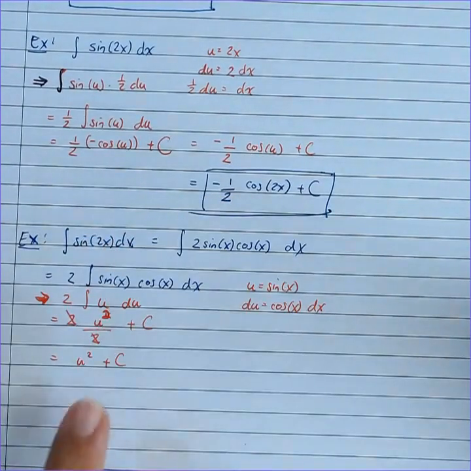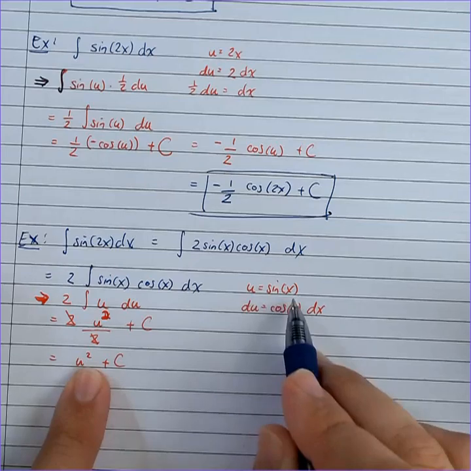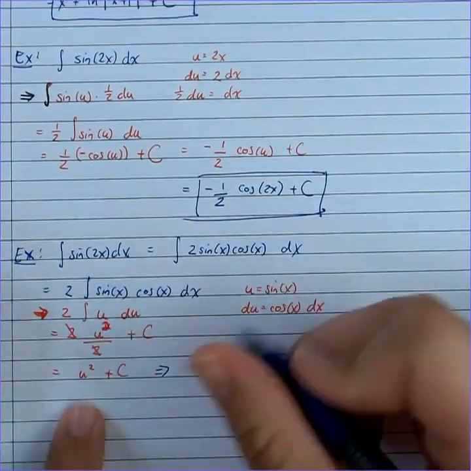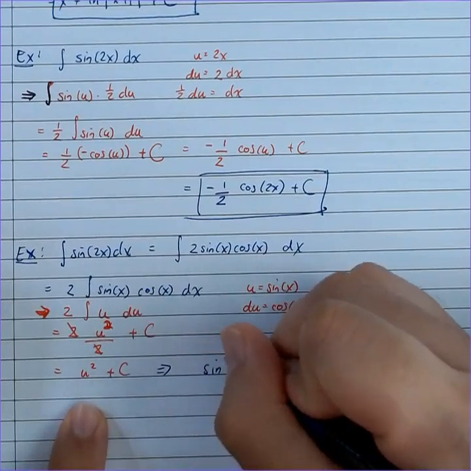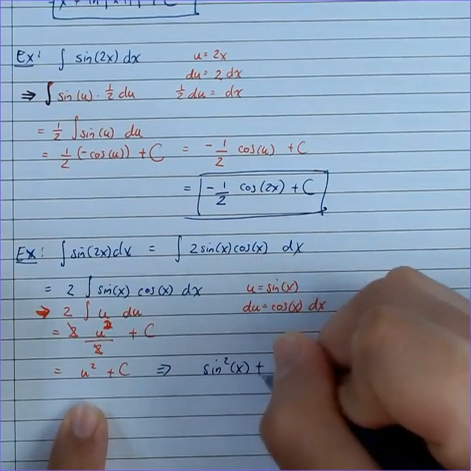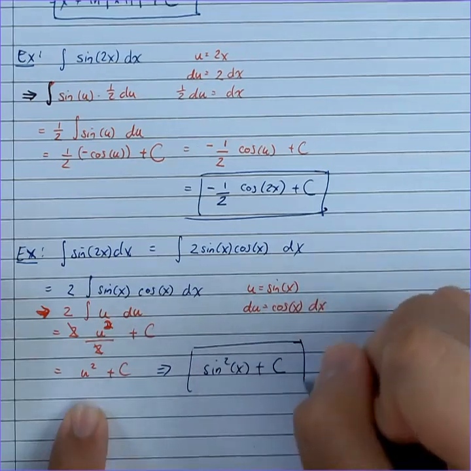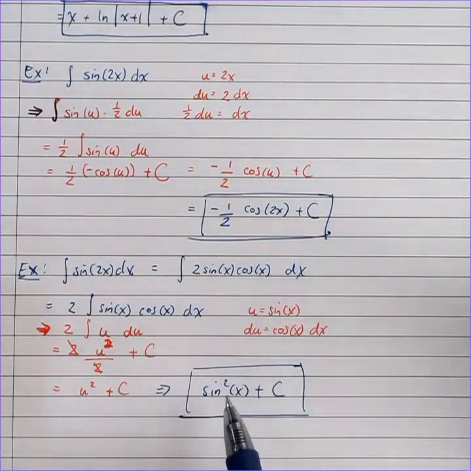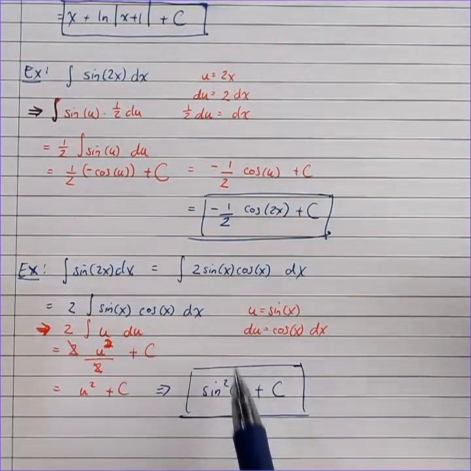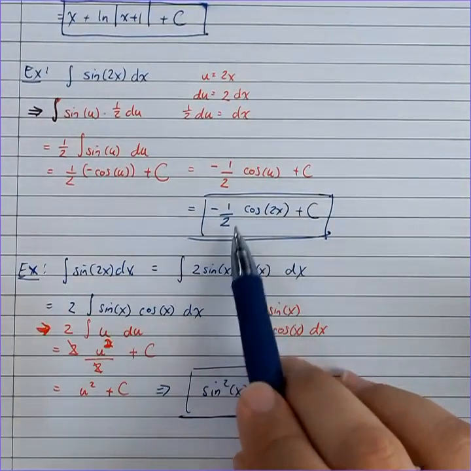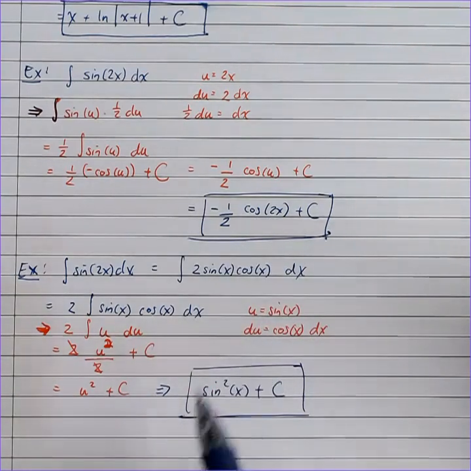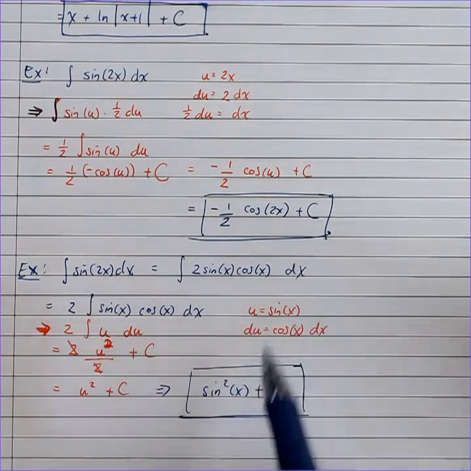But of course, u is a stand-in for the sine of x. So let's pop that back in. So here this suggests that our result is going to be sine squared of x plus a constant of integration. Note how different these look. That's a power of the sine of x, and this is a multiple of the cosine of 2x plus constants. That is not a mistake.